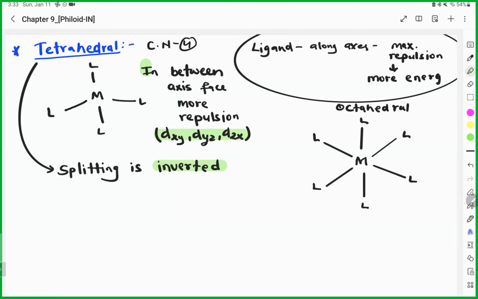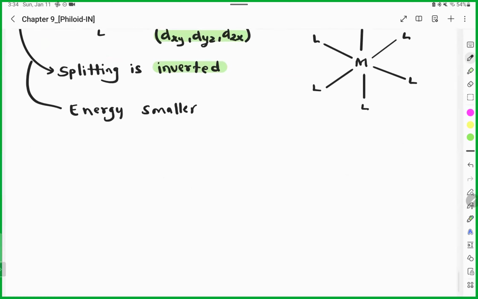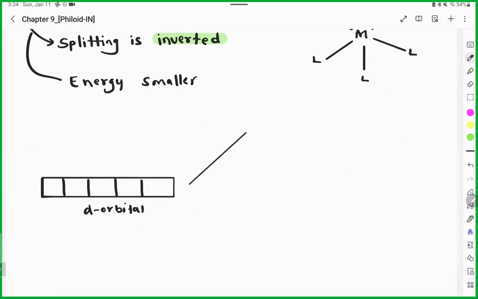But now it is not as strong as the octahedral, because in octahedral you had 6 axes. Here you have only 4. That's why the energy will be smaller. How? Let's see. Example, you had the same 1, 2, 3, 4, 5. You have a total of 5 d orbitals. First, when the ligand approaches, the energy will be high. Then it will break into 2 parts.